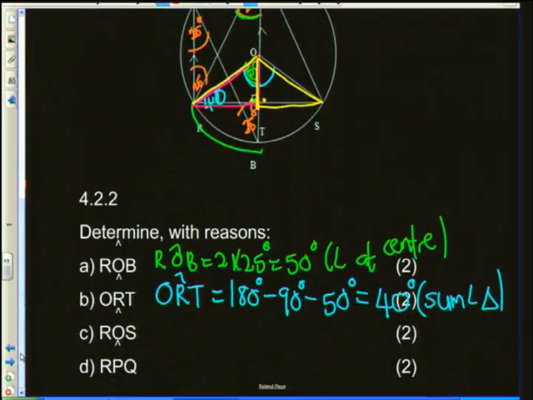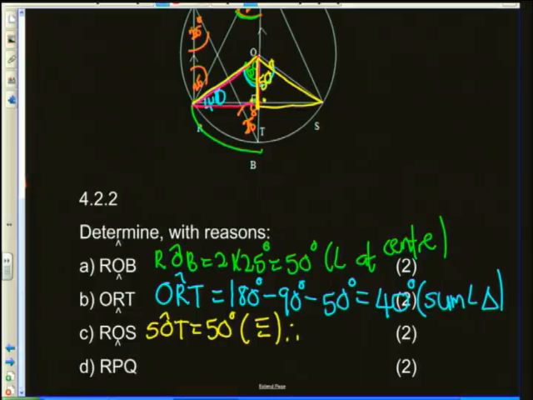So that means then that SOT must also be equal to 50 degrees. And the reason would be the congruency. The two triangles are congruent to each other. So if this is equal to 50 degrees, grade 11s, it means that the two angles together should add up to 100. So ROS is equal to 50 plus 50, which is 100 degrees.